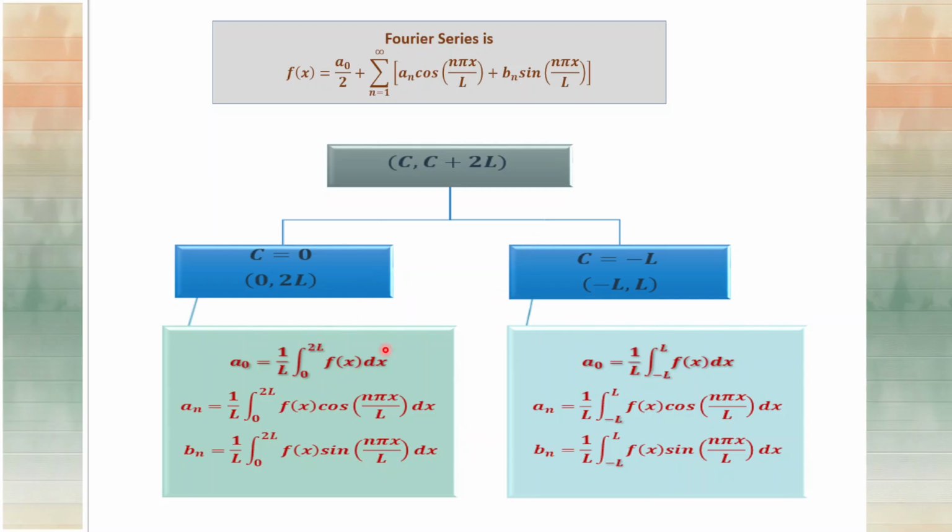This is how we have to apply the formula whenever the given interval is 0 to 2L or minus L to plus L. And after finding a0, an and bn, substitute all the values in this Fourier series formula for the final representation.